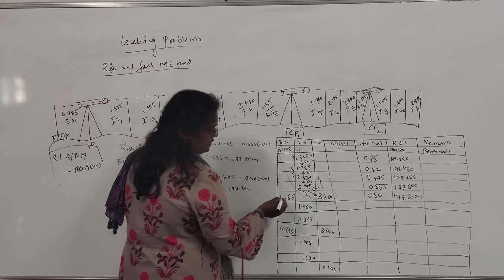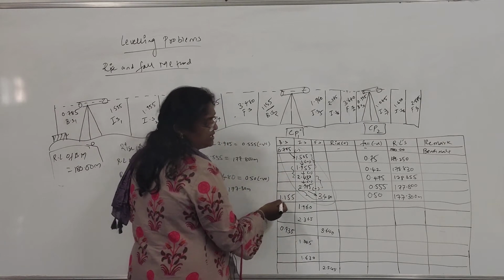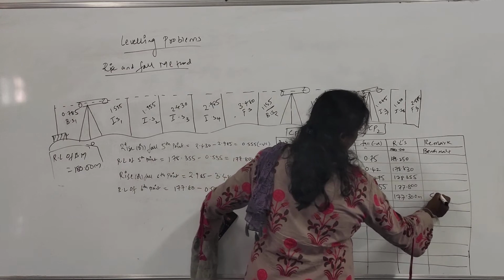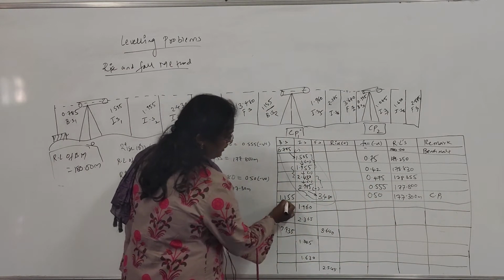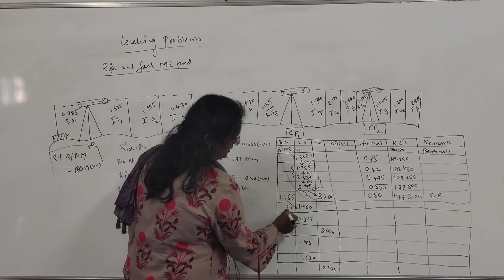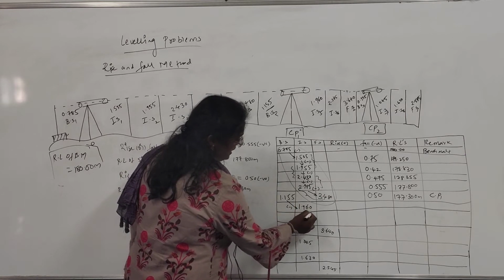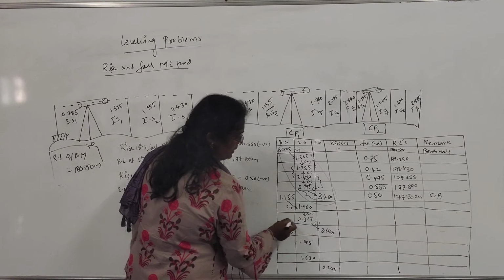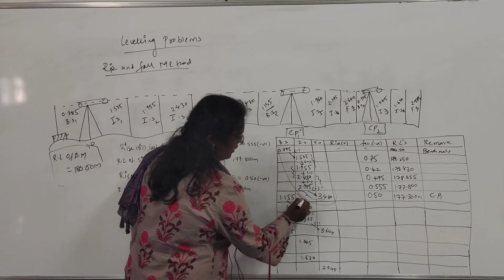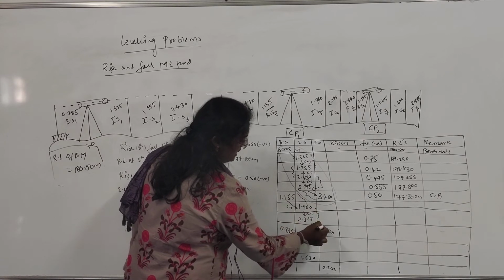Now again we'll start one more cycle, because here the station has changed, that is considered as change point 1. Now again you need to deduct like this. Again we need to follow the cycle like this. This will be one more cycle. Now you need to deduct like this, right?